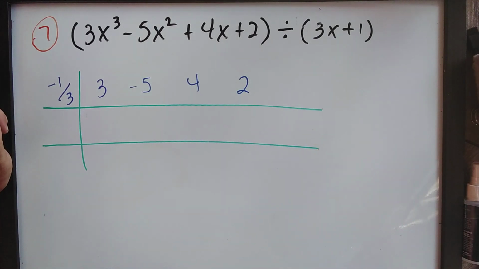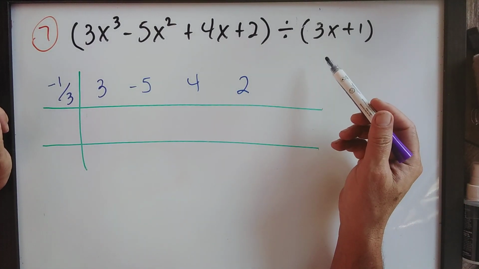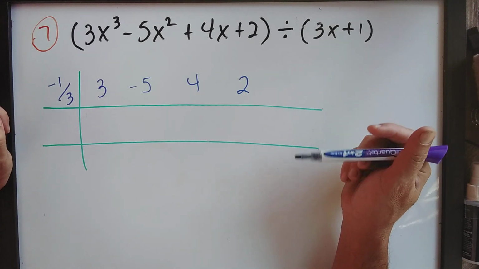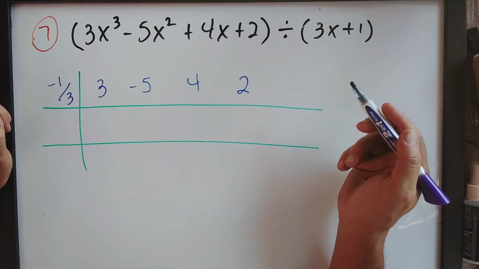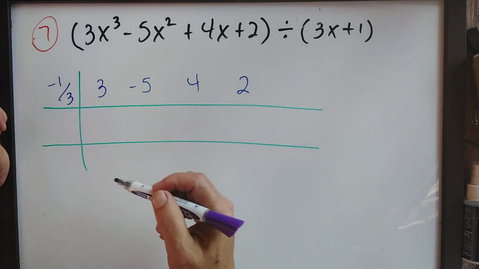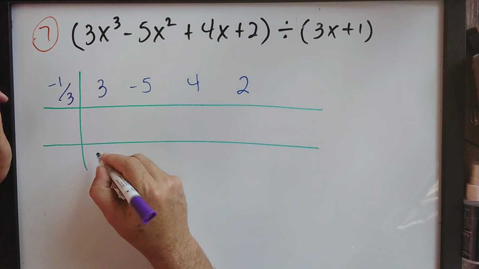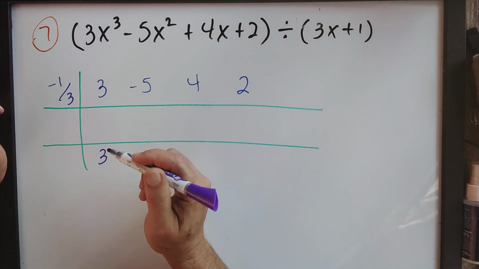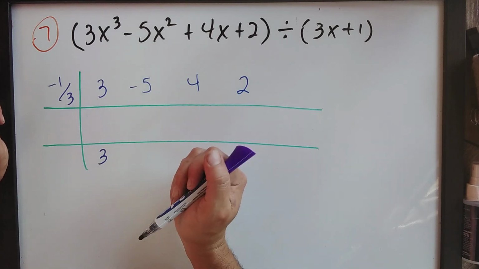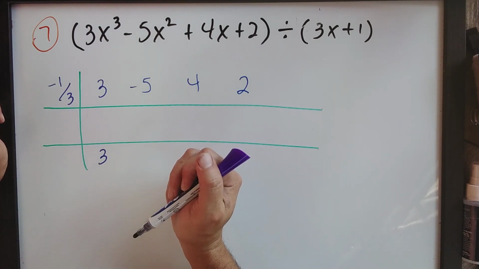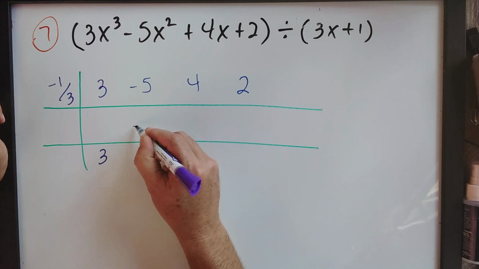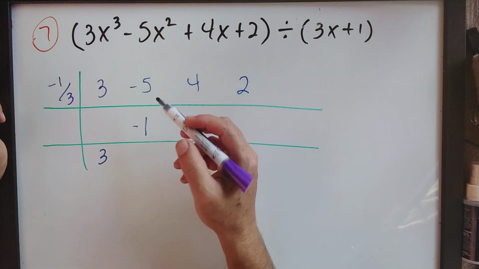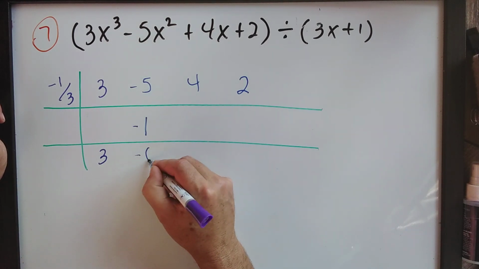Alright, but then again, if you get something like this, and you don't feel comfortable, don't use synthetic, use long division. Right? But let me show you. I'm gonna do it the same exact way. I'm gonna bring the 3 all the way down. 3. So for this method, you have to be really good with fractions. And then what is 3 times -1/3? 3 times -1/3 is -1. Combine, -5 minus 1 is -6.